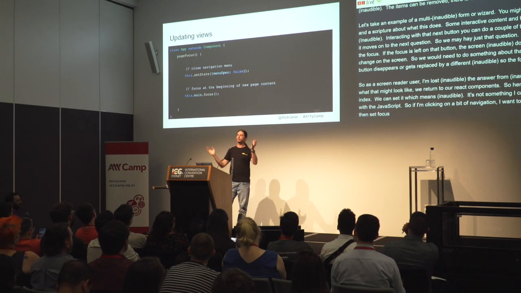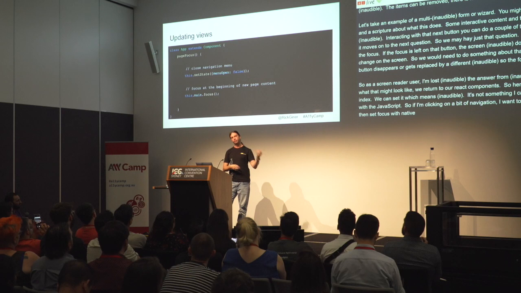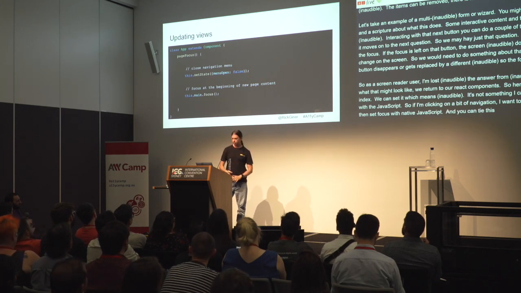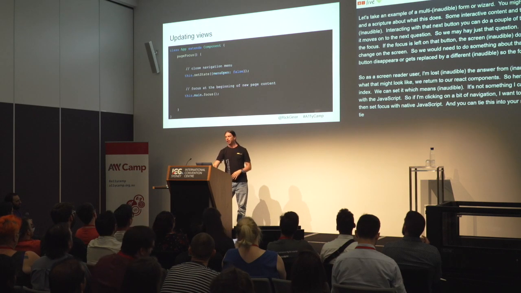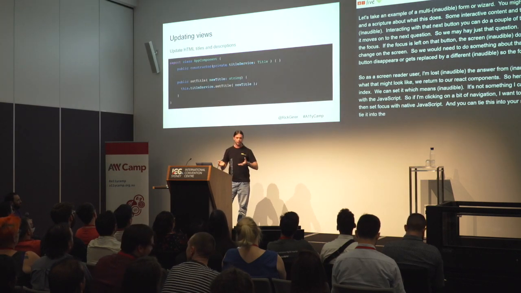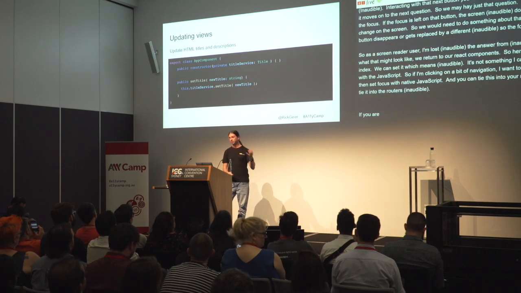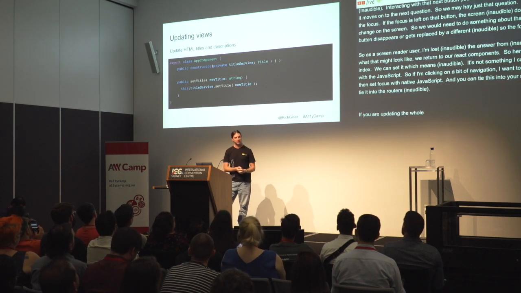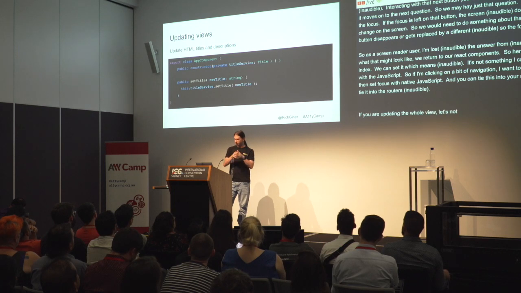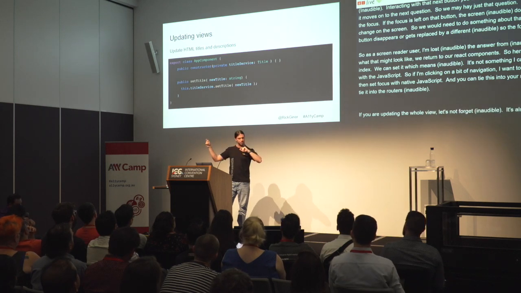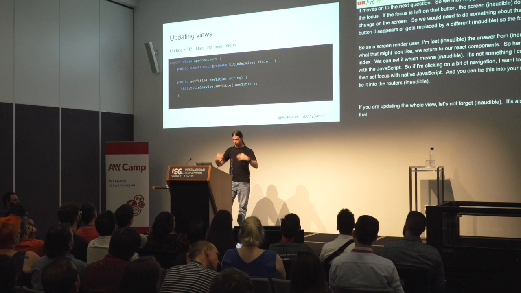And you can tie this into your navigation component, or you can tie it into the router so that when things are dynamically changing, when your state is changing, this is automatically handled. And of course, if we are updating the whole view, let's not forget to update our HTML titles and descriptions. This is great for SEO, but it's also really important for someone that wants to see or hear about what different tabs they might have open. We want to be able to read out those things.